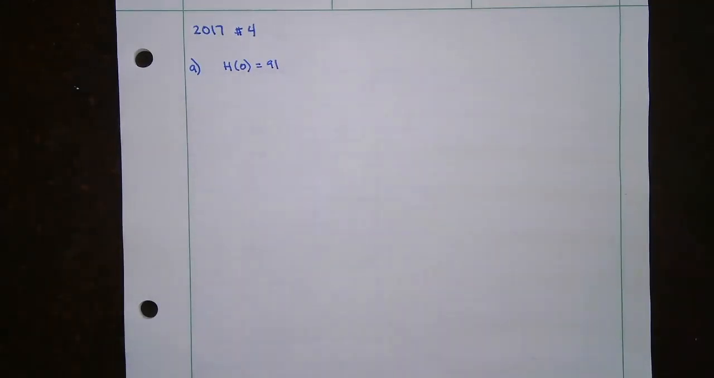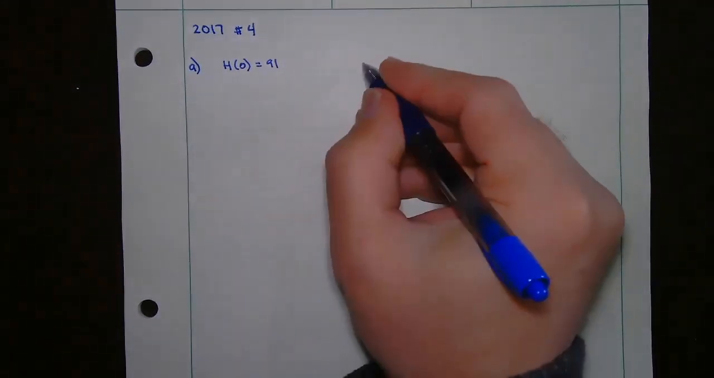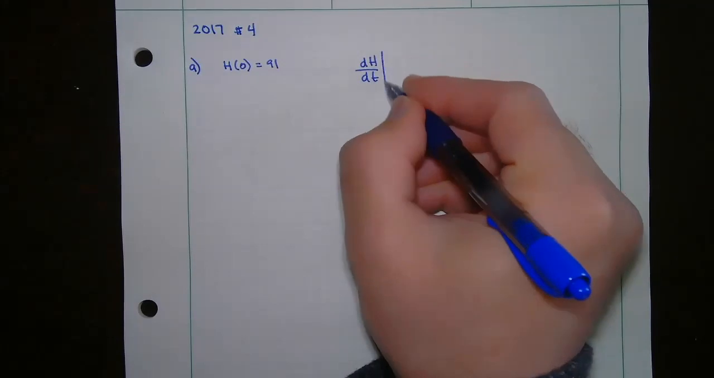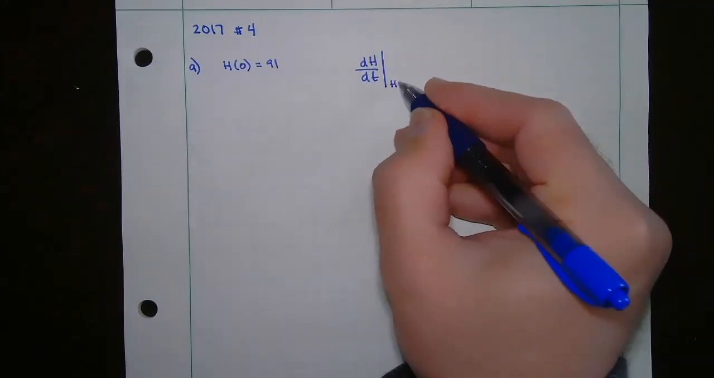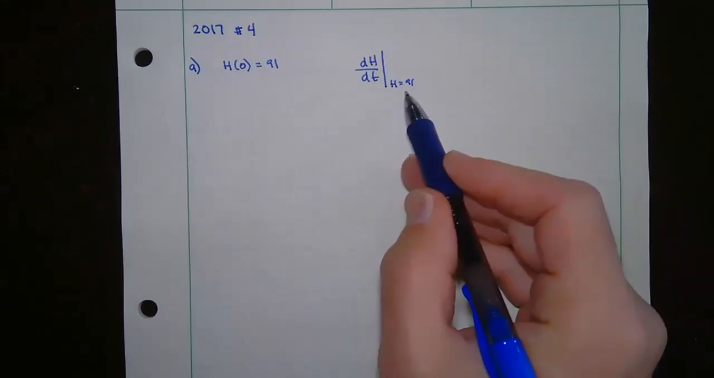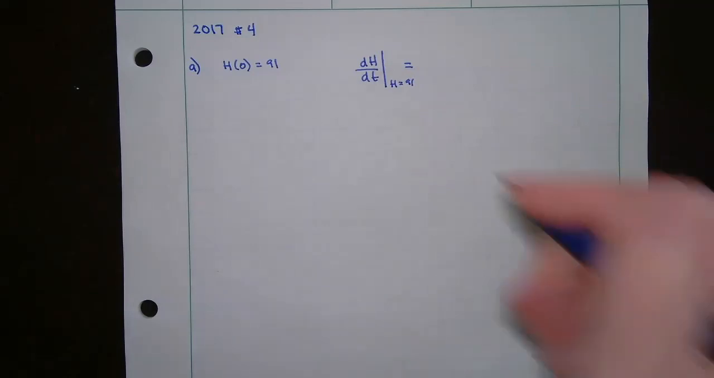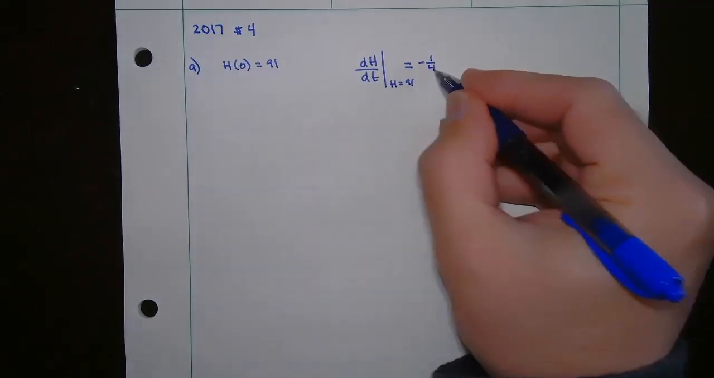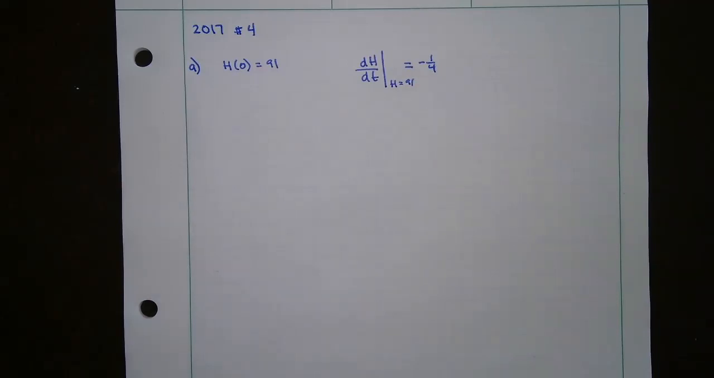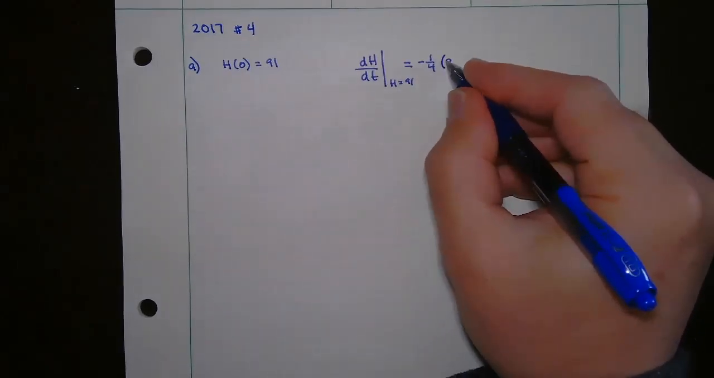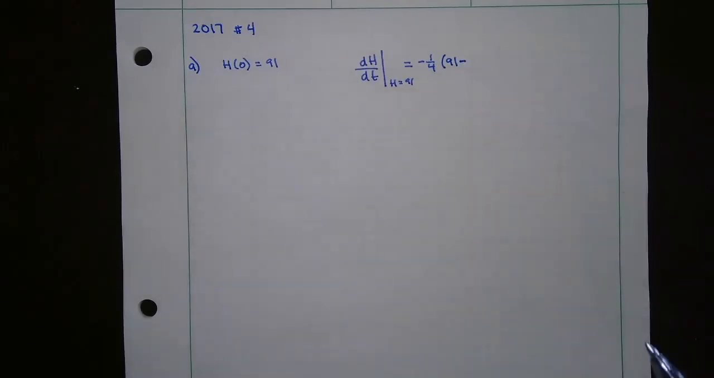And then we also need to know the slope at 0, okay? So that'd be dh over dt at h equal to 91. Now, why am I saying h is equal to 91 instead of t equals 0? Because our differential equation says it's -1/4 times h minus 27. So the rate at which the temperature is decreasing depends on the initial temperature, or the temperature that we're trying to find it at, okay? So this would be -1/4 times 91 minus 27.